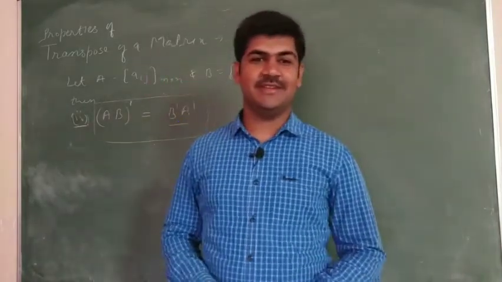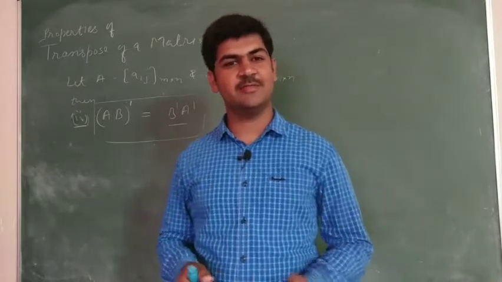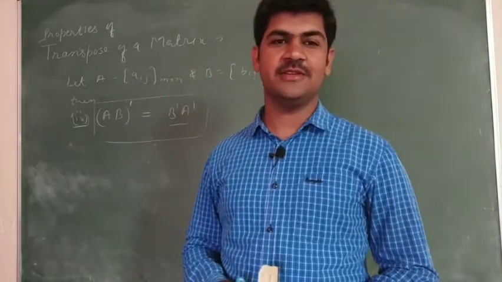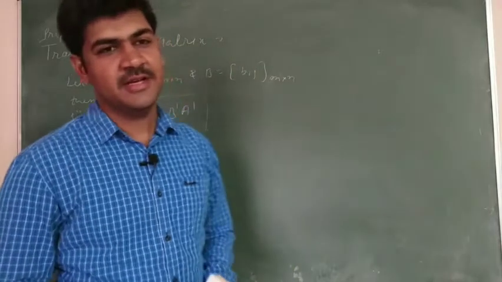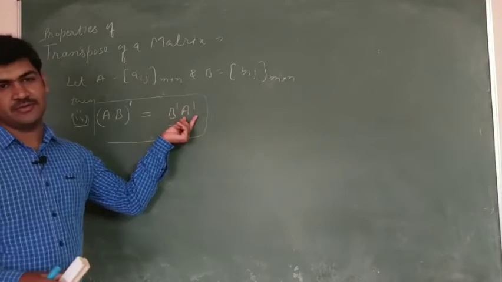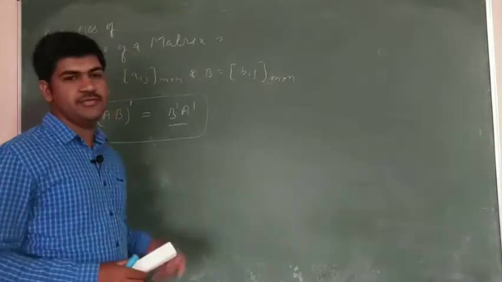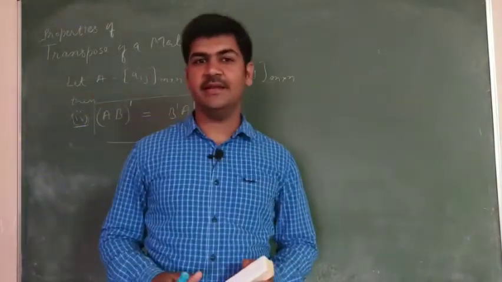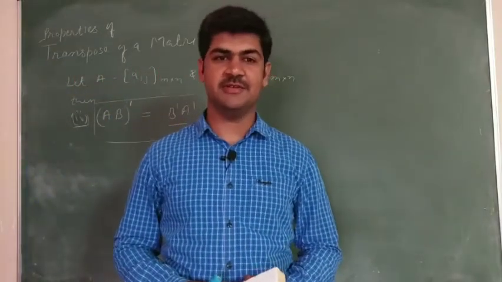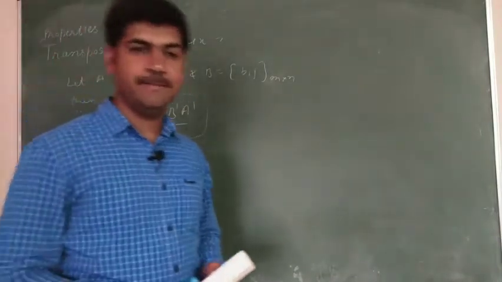In our previous lecture, we have studied the transpose of a matrix and its properties. The last property of transpose of matrices we have studied is that the transpose of AB is equal to transpose of B times transpose of A. First I will verify this particular property with the help of an example, and then we will start the next topic, symmetric and skew symmetric matrices.